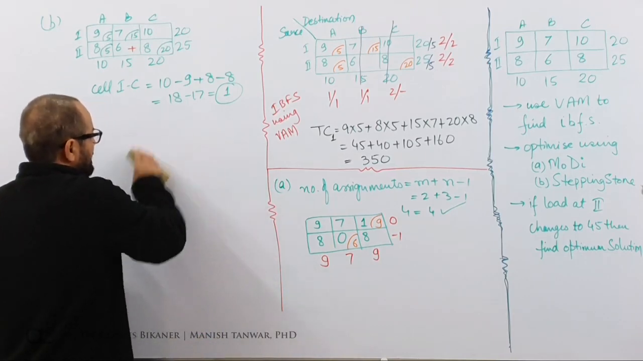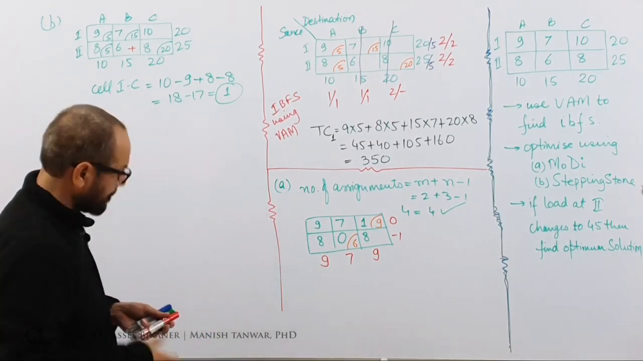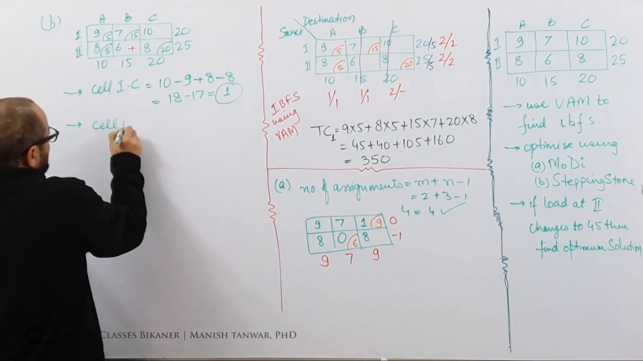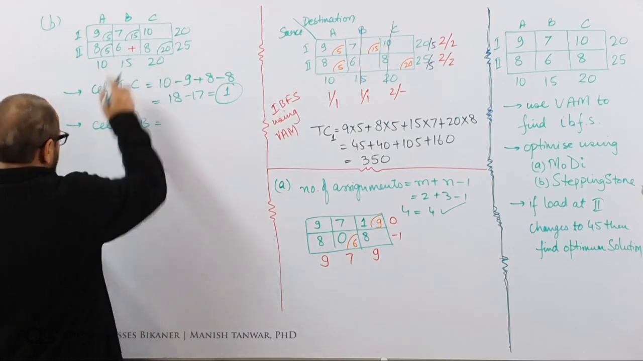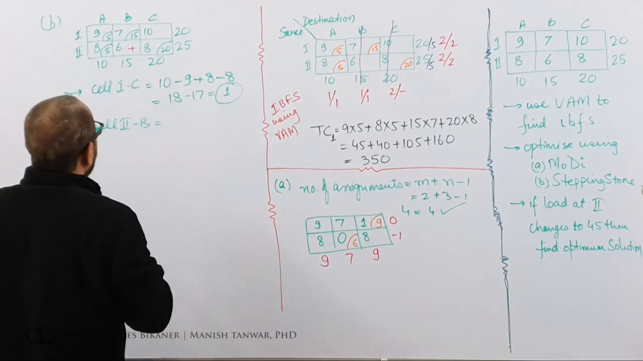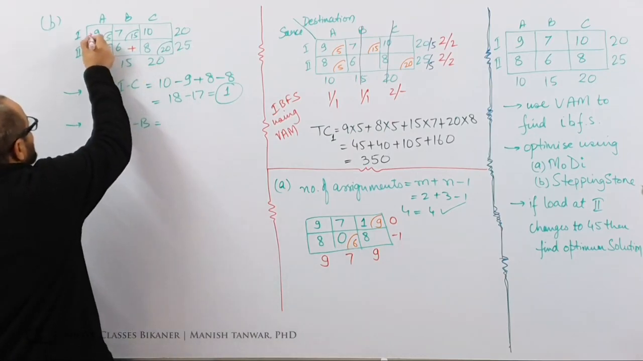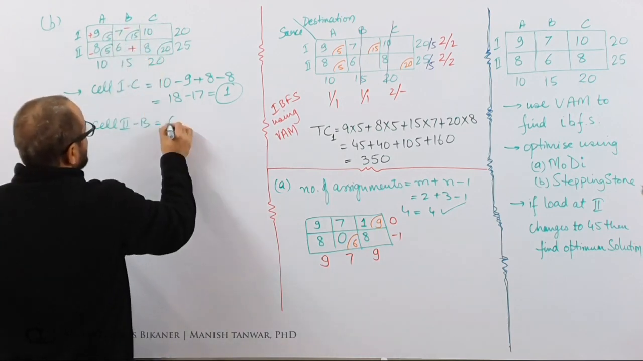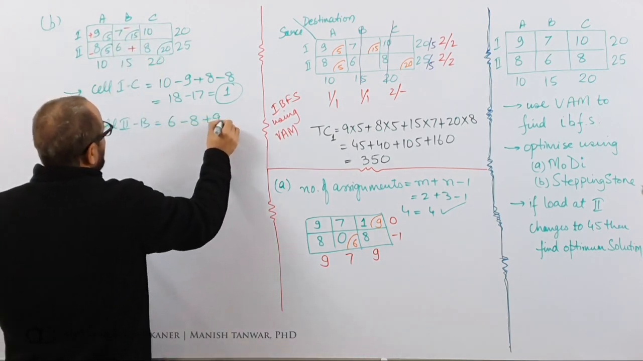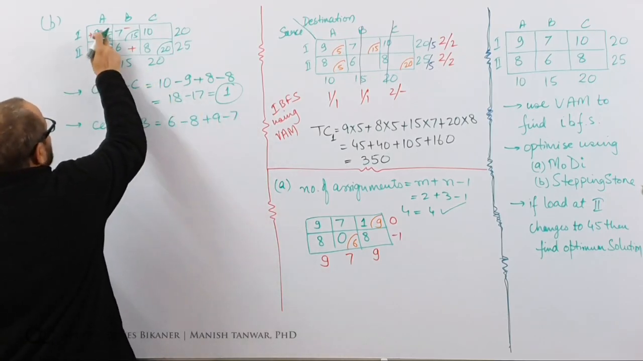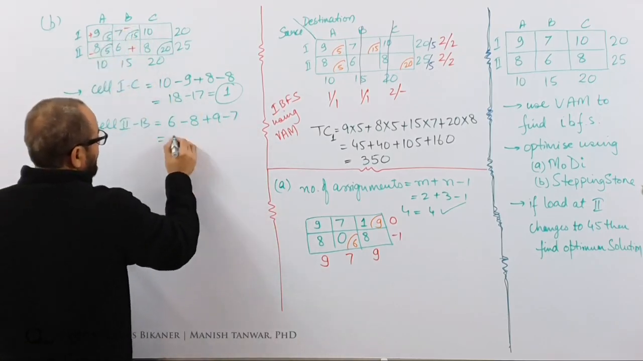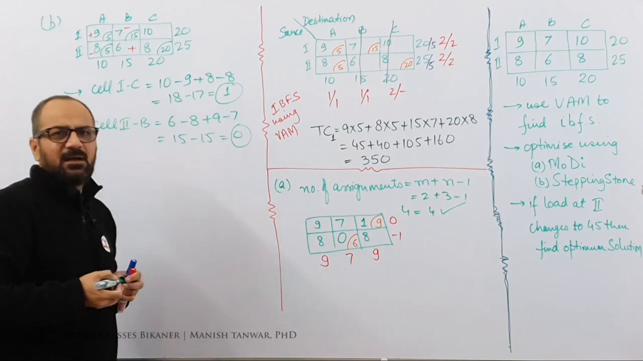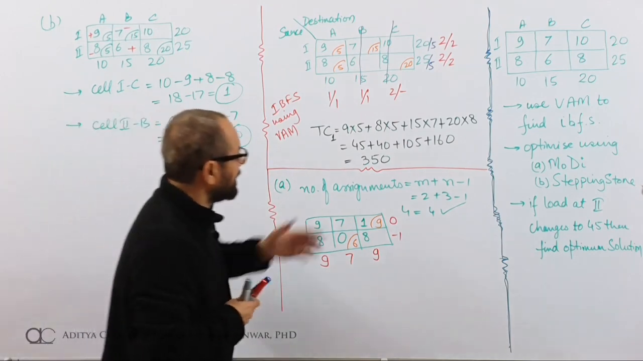What is the cell? The cell is second B. What is the potential for cell second B? What will be my loop? The loop that I have identified is plus, minus, plus and minus, thereby giving me a total cost of 6 minus 8 plus 9 minus 7, plus 6 minus 8 plus 9 minus 7, making it 15 minus 15, or 0. Now it is 0, so it will be no change. The cost will not change.